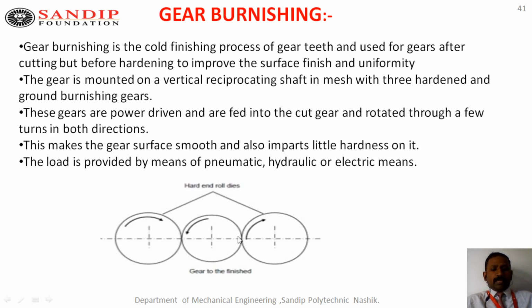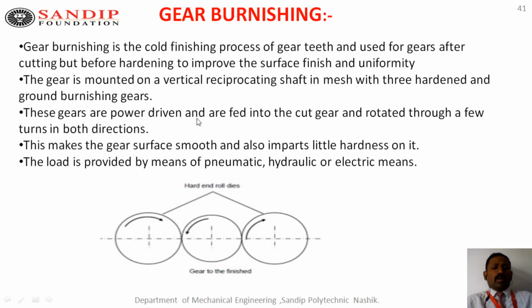So these three gears are used, and they only rotate against each other under pressure. This is the cold working process to improve the surface finish and uniformity, with vertical reciprocating motion of the burnishing gears.